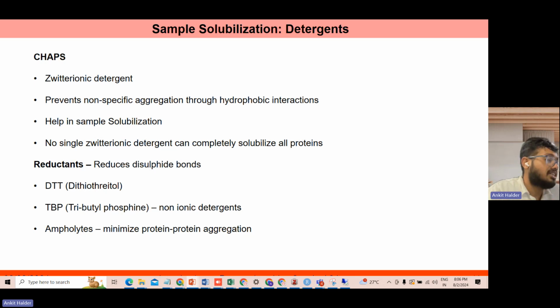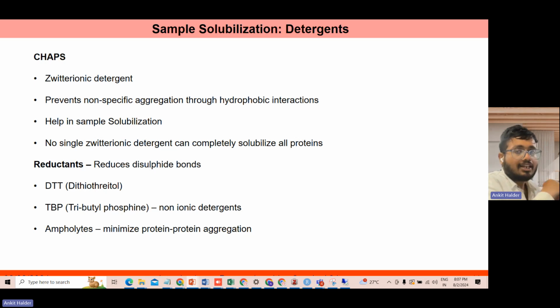So the non-specific aggregation that is performed, proteins generally tend to form aggregates with the different complexes, as we have already mentioned, like lipids, nucleic acids, and polysaccharides. This is being reduced using different kinds of detergents and reagents like urea, thiourea. We have the SDS. Now we are talking about CHAPS, which is a zwitterionic detergent, and it prevents non-specific aggregation through hydrophobic interactions.